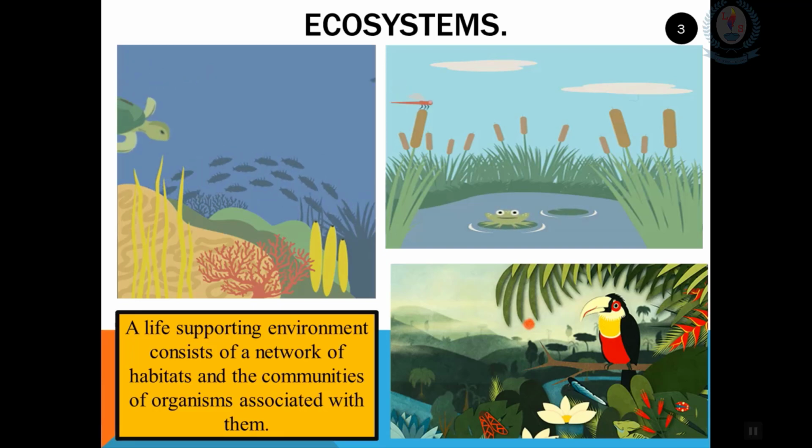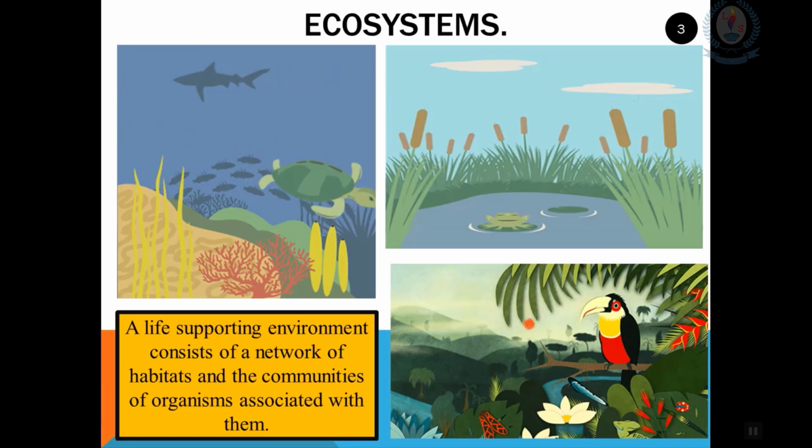It includes all the living organisms in an area and all the non-living conditions as well. It's a combination of the living organisms and the physical environment associated with them. Ecosystems consist of a network of habitats and communities.